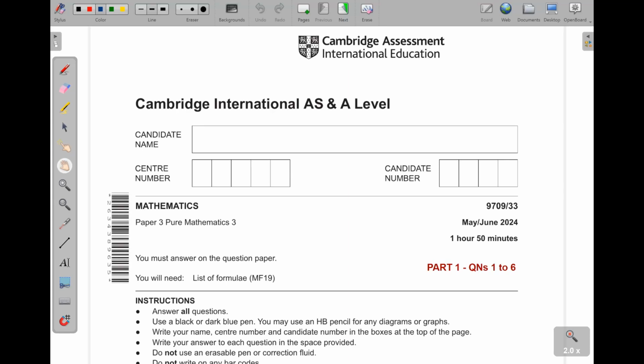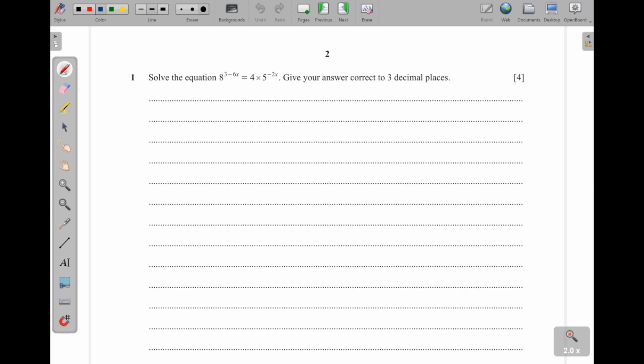This is Teacher Simon taking you through Cambridge International AS and A-Level Pure Mathematics 3, Paper 3 for May-June 2024, and this is part 1 for questions 1 to 6. Number 1 is coming from exponential functions or initial equations. We are supposed to solve the equation as given here, and then we give the answer to 3 decimal places.